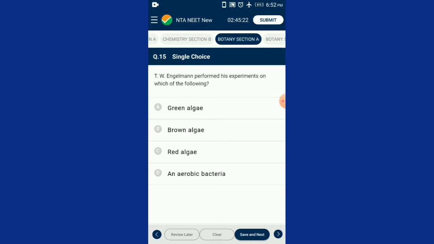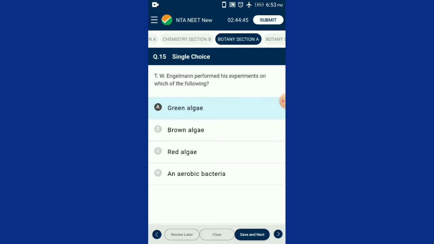Question number 15. T.W. Engelmann performed his experiments on which of the following? T.W. Engelmann split light into its spectral components and then illuminated the green alga Cladophora placed in a suspension of aerobic bacteria. He used aerobic bacteria to detect the oxygen evolution site and observed the maximum bacteria accumulation in the blue and red regions of the spectrum, indicating that maximum photosynthesis occurs in these regions. So the answer is option A, green algae.